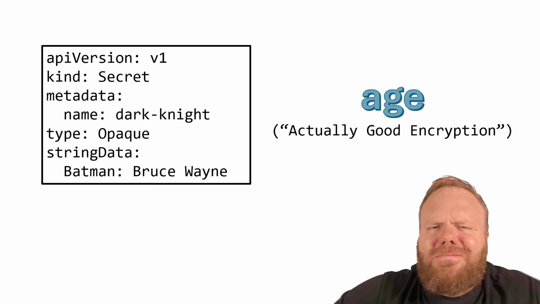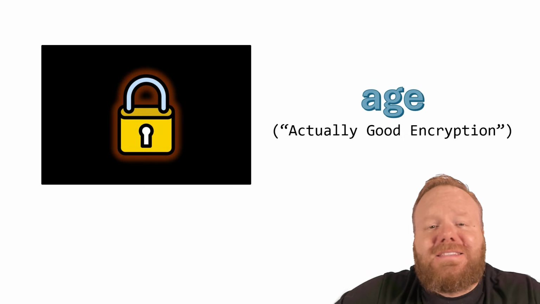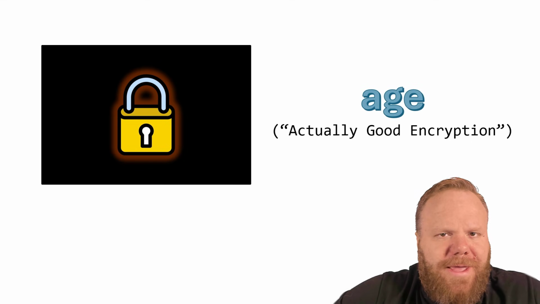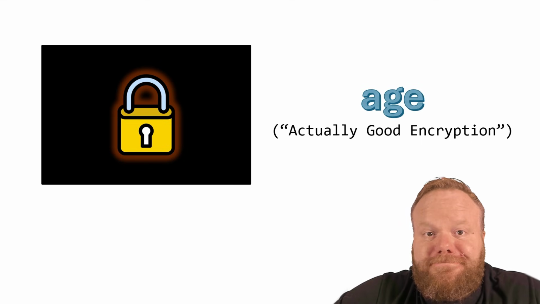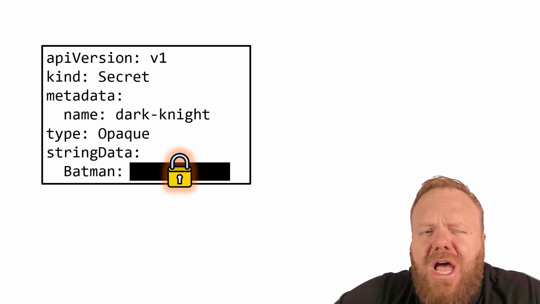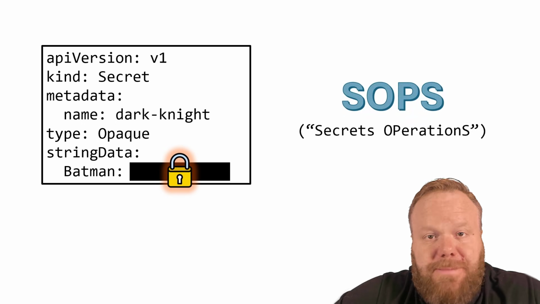And the only means someone may have of reading that file is if they have the appropriate key. But man, that's annoying. The only sensitive part of this manifest is the data that Batman is Bruce Wayne. And with the whole thing encrypted, we can't read diddly squat. But we can limit just the encryption to just that one value by using another tool, SOPS.